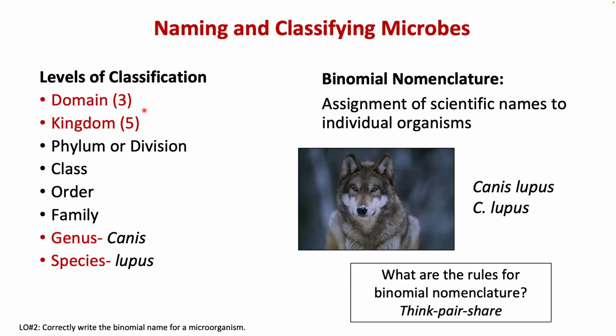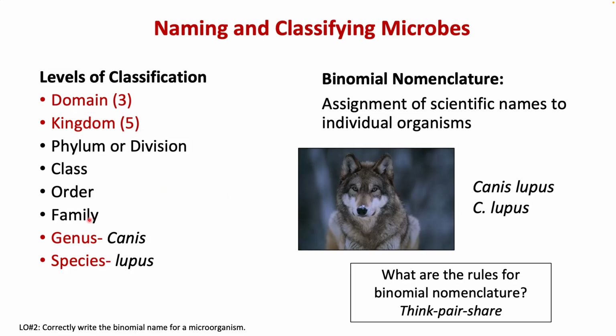Under these rules, we have levels of classification, which is domain, kingdom, and then division, followed by class, order, family, genus, and species. So every single living organism is scientifically classified under all of these categories, and they all follow the binomial nomenclature way of naming an organism. And there is a certain rule which guides this binomial nomenclature.